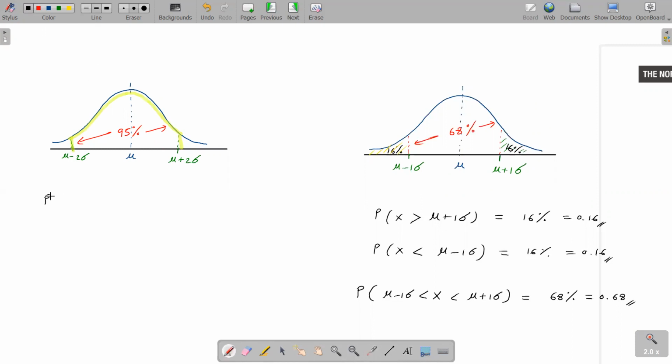These are some standard rules that are given to you. So what if I ask you the probability that x is greater than mu plus 2 sigma? What would be your answer?